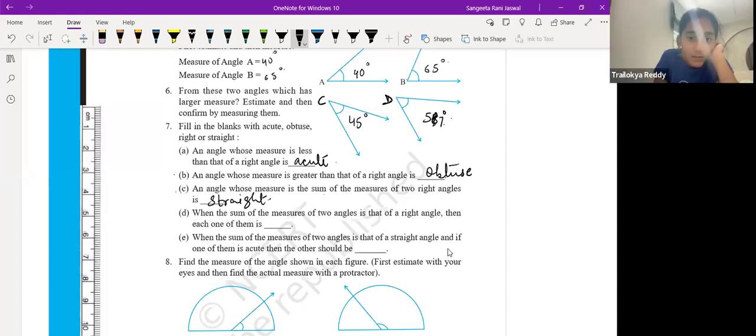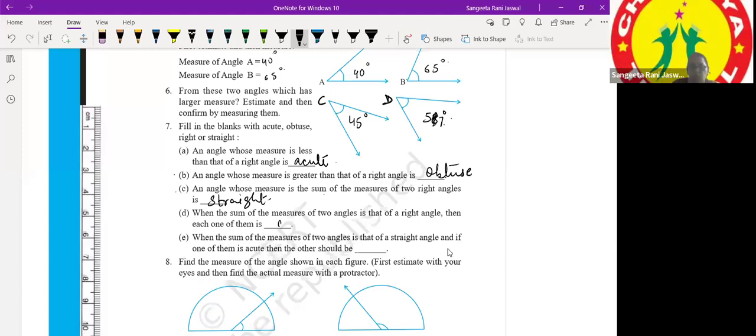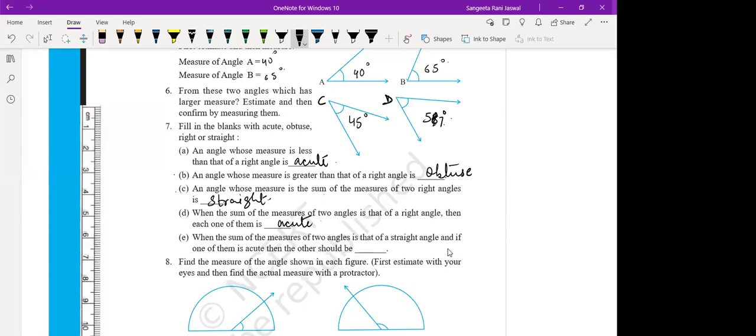Trilokya, next one. When the sum of the measures of two angles is that of a right angle, then each one of them is an acute angle. Okay. So the sum of two acute angles will give a right angle. Okay, next Nishika. Nishika, tell me the E bit.